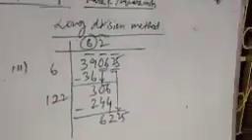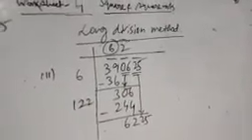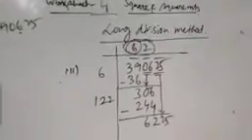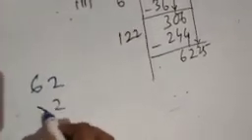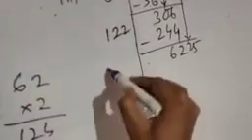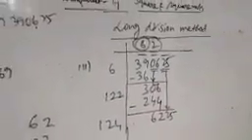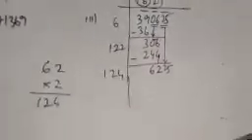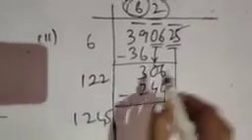Clear? Again we have to multiply the quotient by 2. Now the quotient is 62. So we will multiply 62 by 2. So this is 124. Clear? Next, do it by 5.